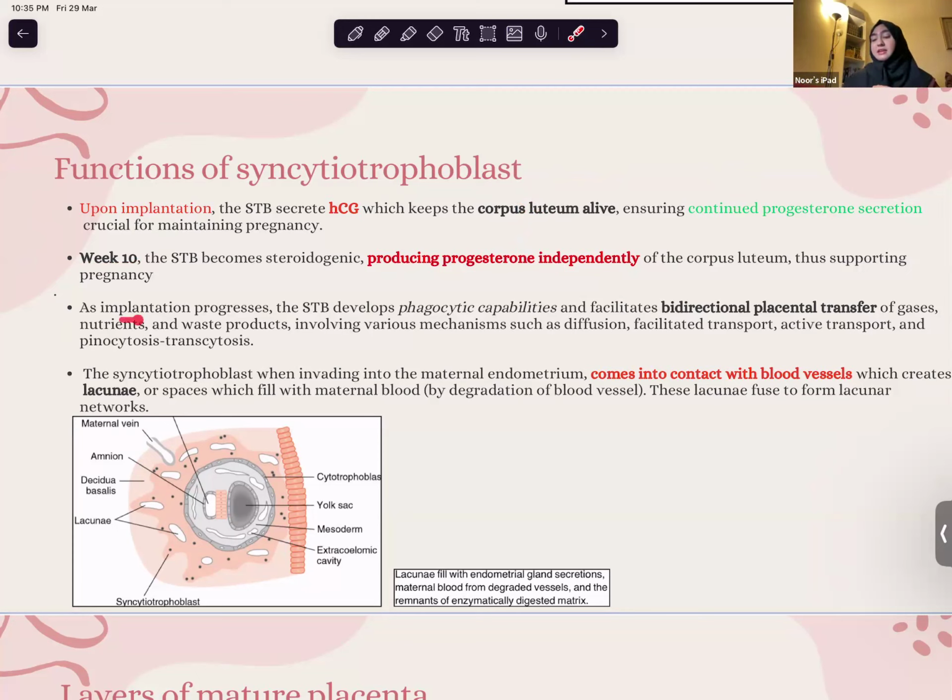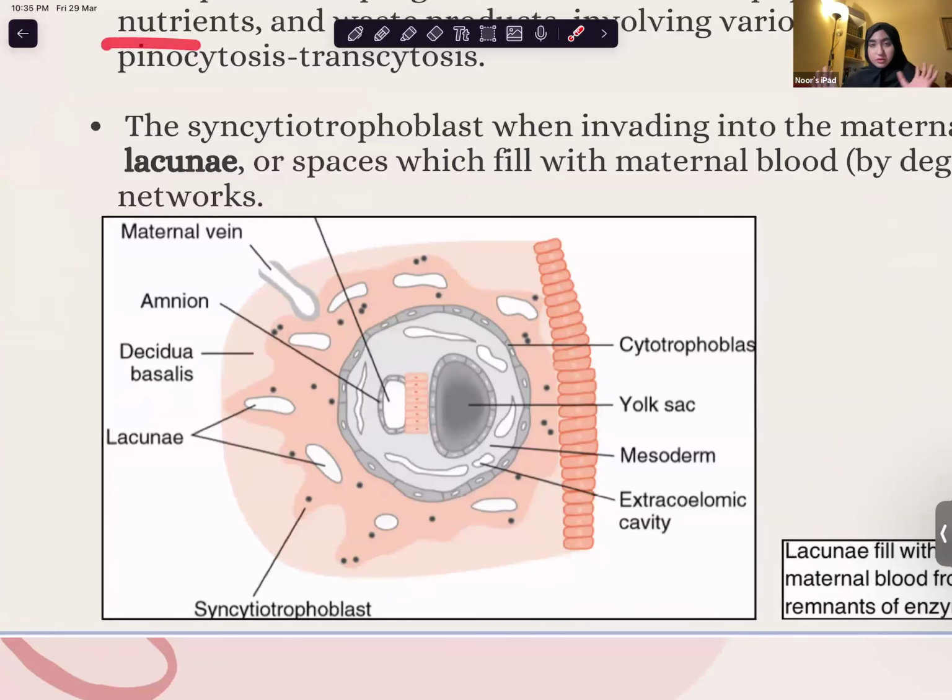All right. So as implantation progresses, the syncytial trophoblast has phagocytic capabilities. Phagocytic as in trying to eat into the endometrium in order to get in and be implanted, and to grow in there. These phagocytic capabilities facilitate the bidirectional placental transfer of gases, nutrients, and waste products. To visualize this, this light orange is the syncytial trophoblast. Once it's implanting, there are phagocytic capabilities from the syncytial trophoblast, from the light orange area.